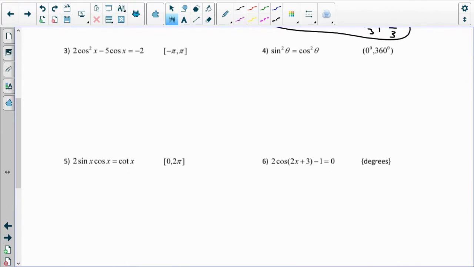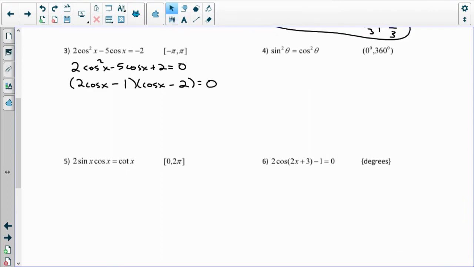Number 3, I'm going to add 2 to both sides. So I have 2 cosine squared x minus 5 cosine x plus 2 equals 0. And then I have more factoring. So 2 cosine x, and then figure out where the 2's go. So this is a minus 2 minus 1.